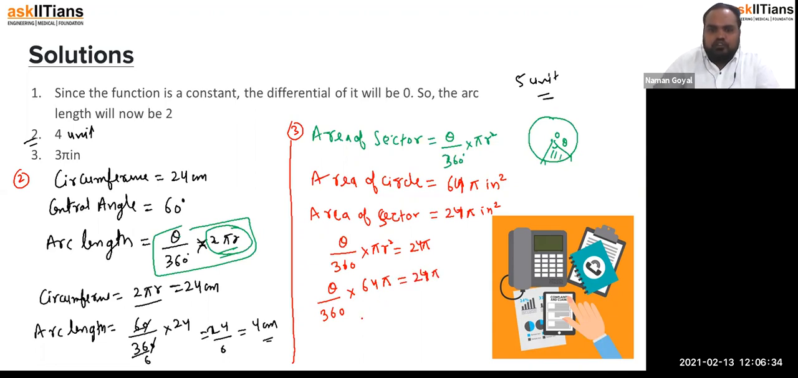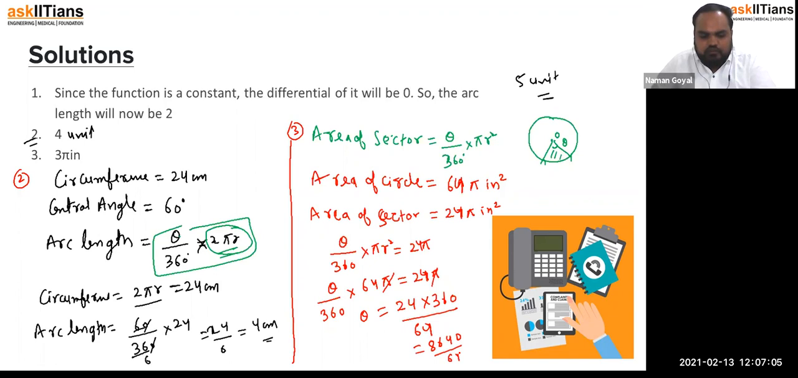So pi cancels out each other, and theta is 24 into 360 upon 64. If you solve 24 into 360, which is 8640, and divide this by 64, then you will get 135 degrees. So you have theta.